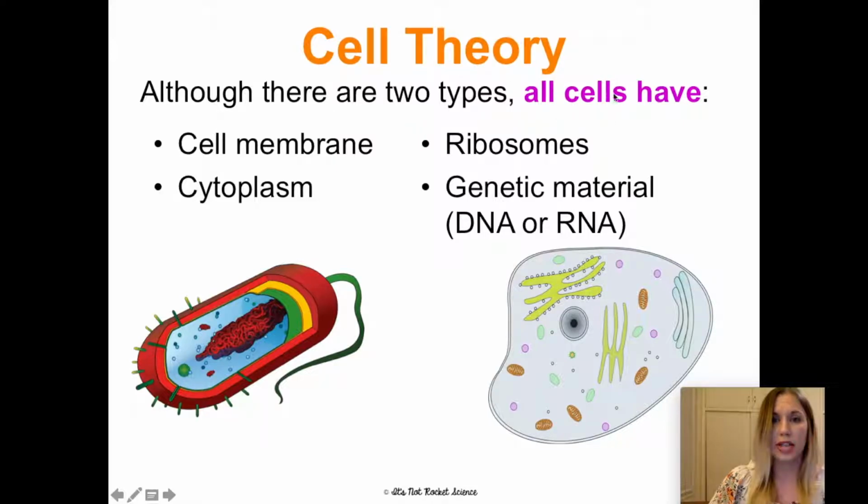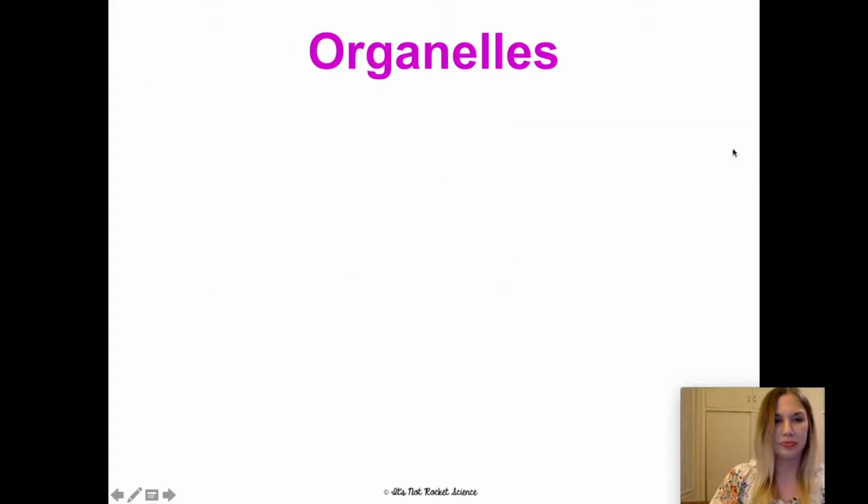And then all cells have genetic material, which is DNA or RNA. And remember that DNA and RNA are examples of polymers of nucleic acids, or polymers of nucleotides. Nucleic acids are made up of nucleotides.